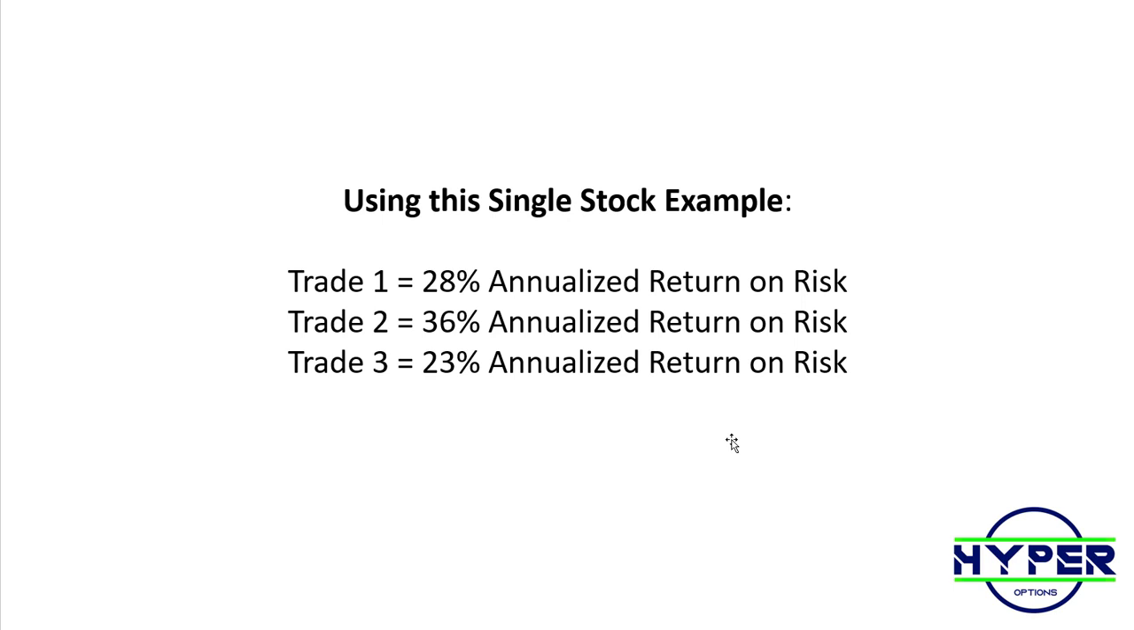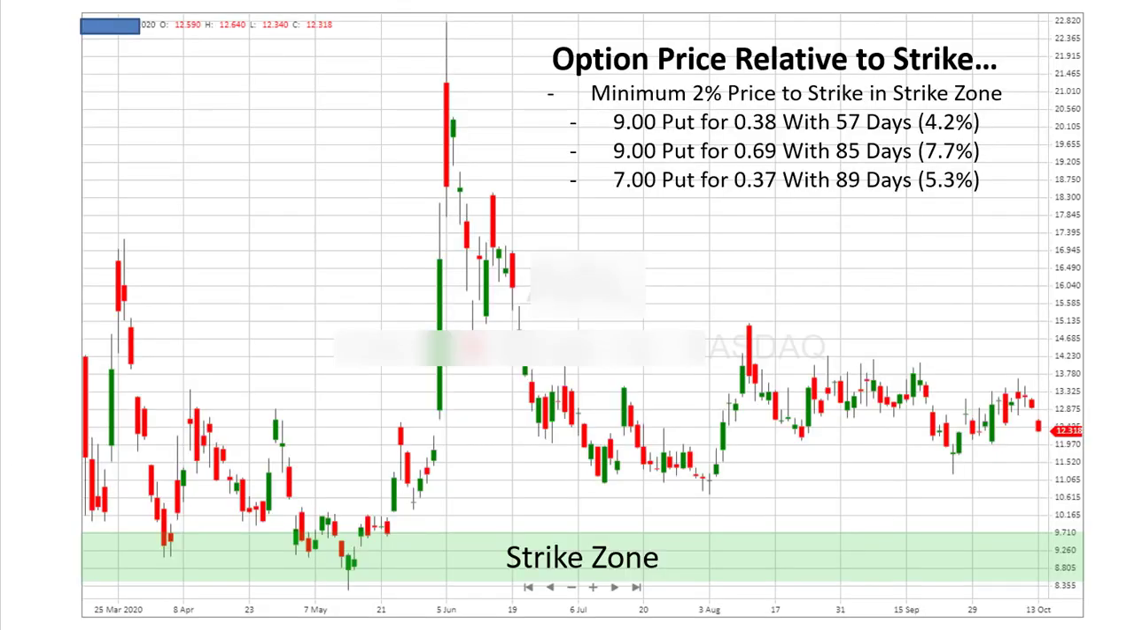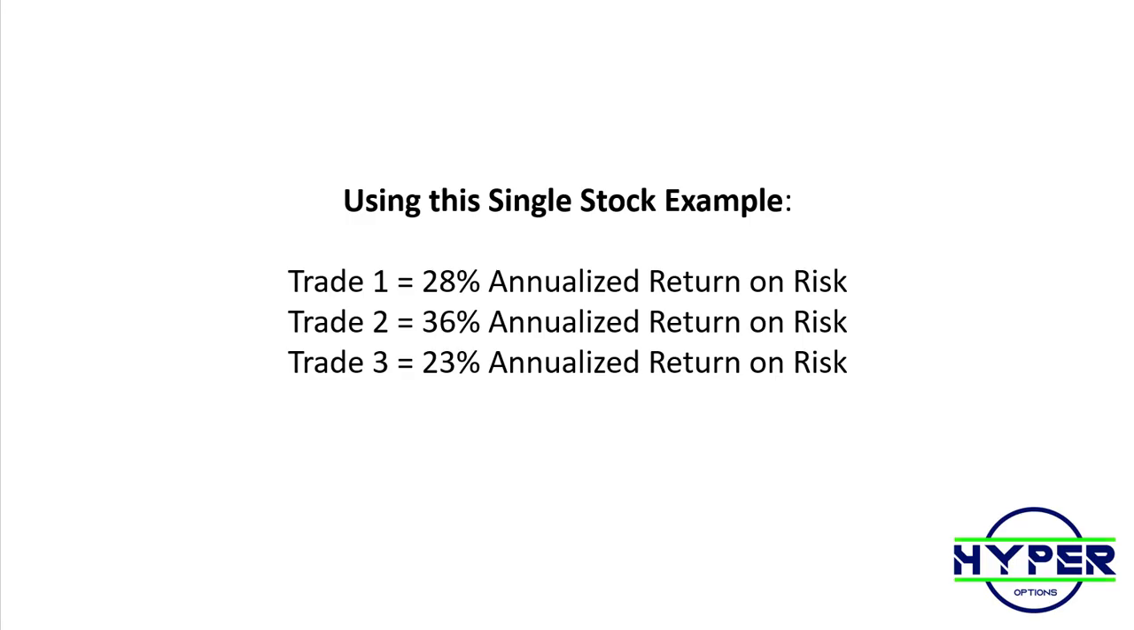Trade number one actually had a 28% annualized return on risk based on the entire length of the trade. In other words, trade number one is a $9 put for 38 cents, and that produced a 28% annualized return on risk, because I'm going to do it again at the end of 57 days. If I keep doing that, I bring in 4% every 57 days, and it turns into about a 28% annualized return over the course of the year.